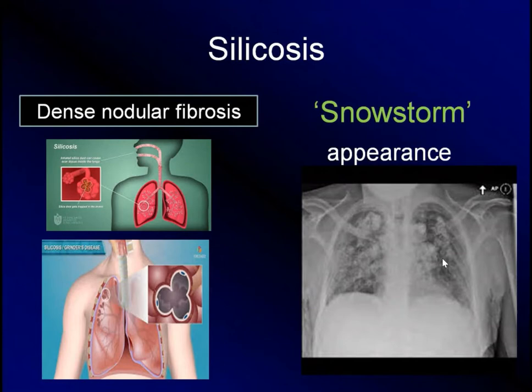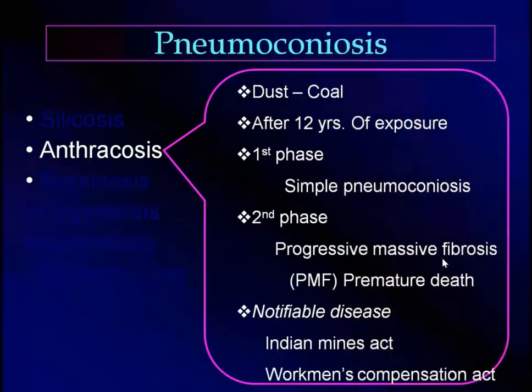That's about silicosis. Next condition is anthracosis. Anthracosis is basically caused by coal dust in people who work in coal mines.